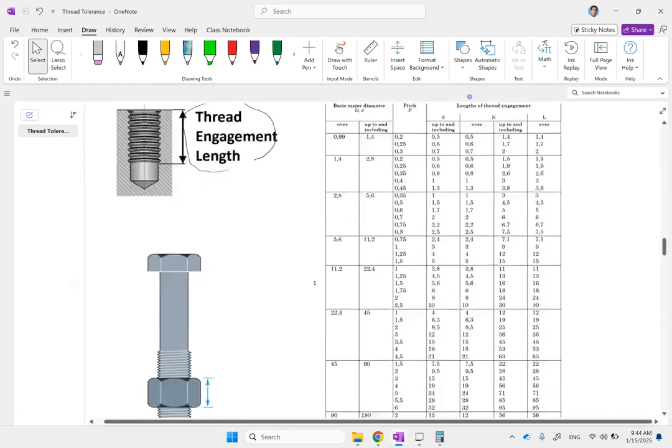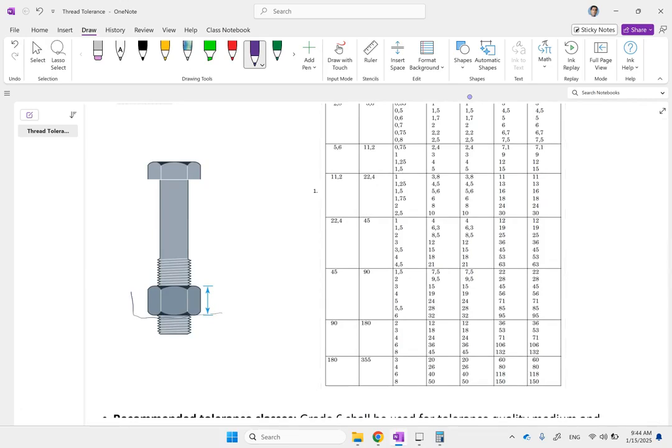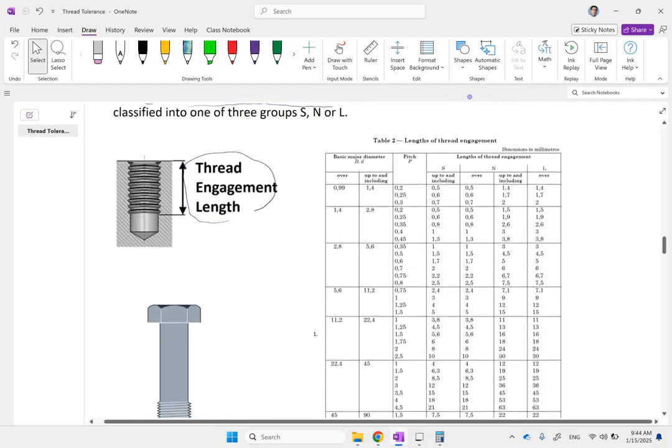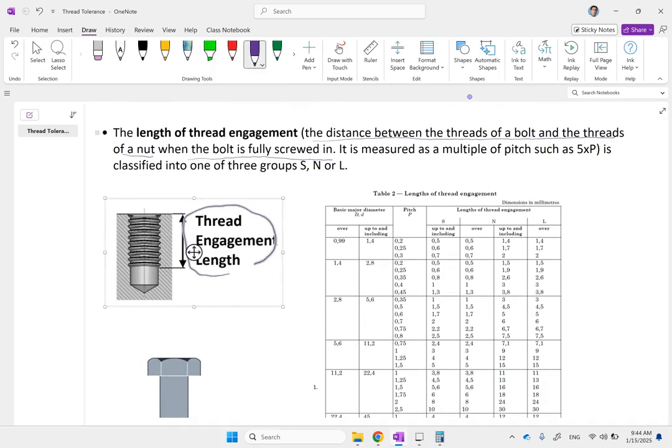Now, if a bolt passes through a nut, of course, only inside the nut the 2 female and male threads are engaged. So only the height of the nut will be the length of the thread engagement. So only the portion of the thread that the 2 have contact with each other. And the way we basically specify that, we typically specify it as a multiple of pitch. So if we say the length of thread engagement is 5P, what does it mean?